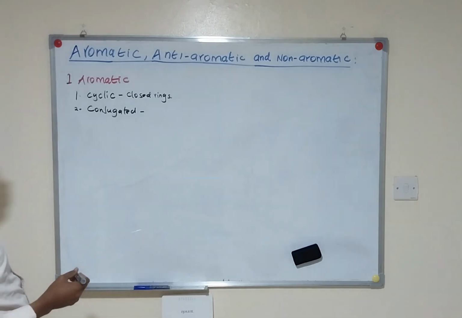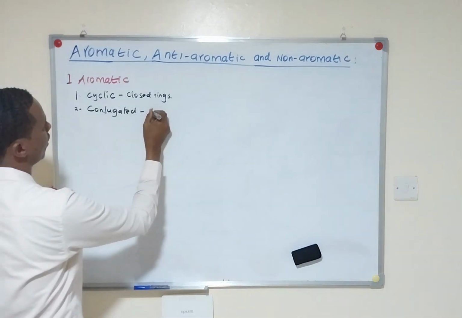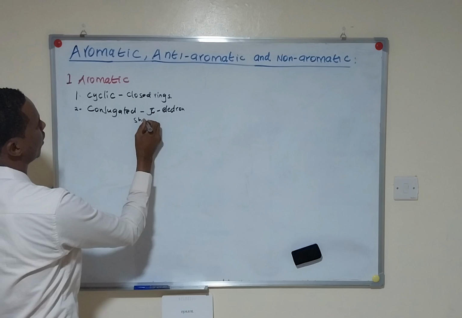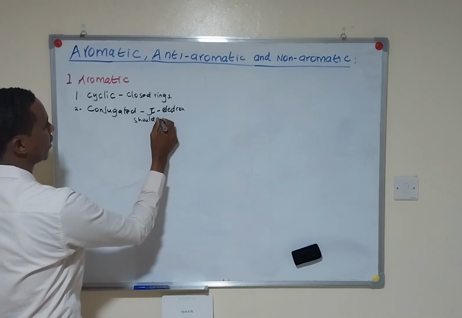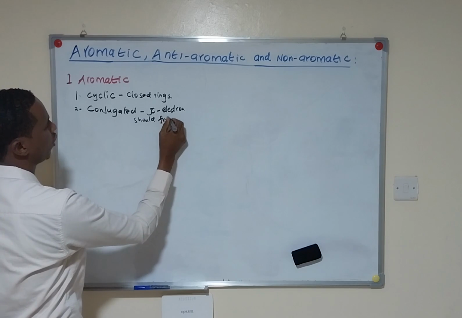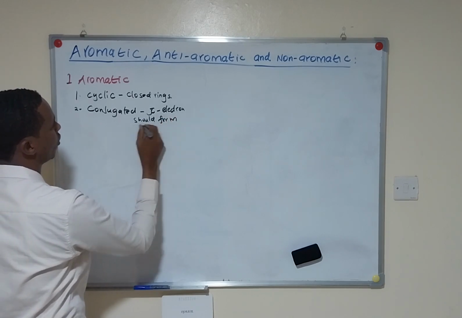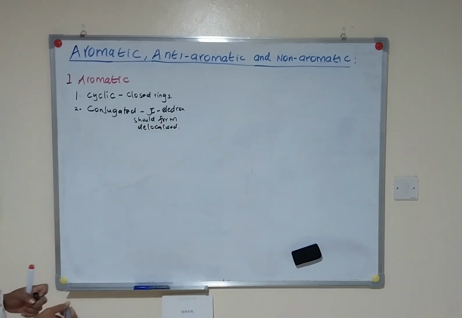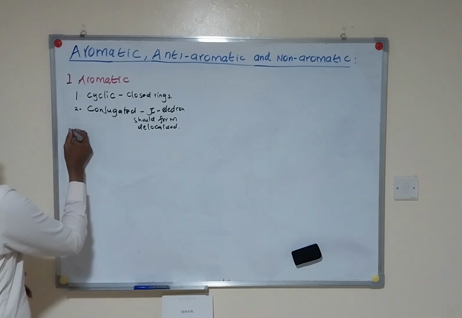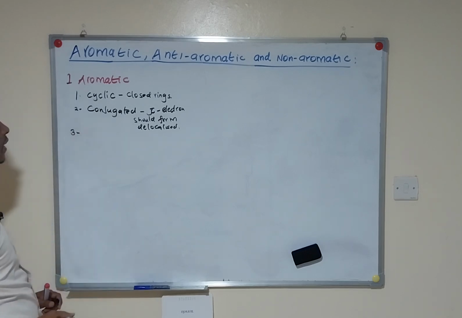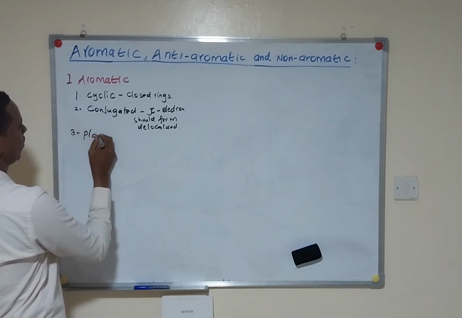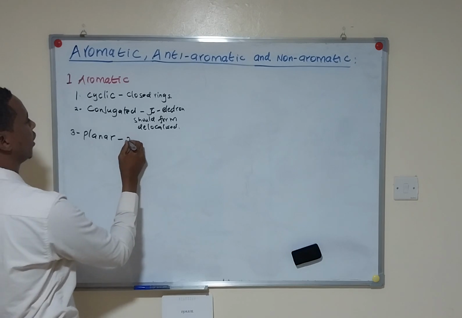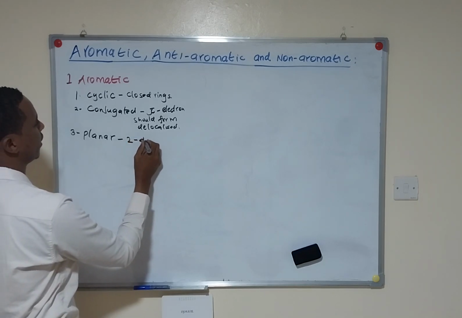That means the pi electrons should overlap so that they form delocalized electrons. And condition number three is that the compound must be planar. That means it should have a 2D structure.